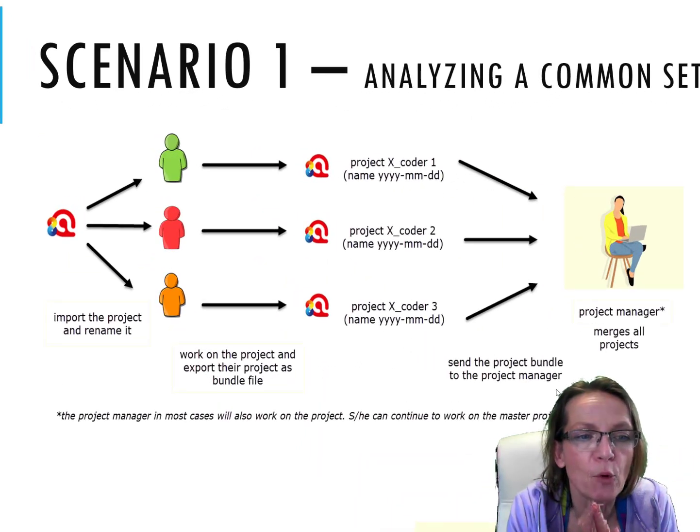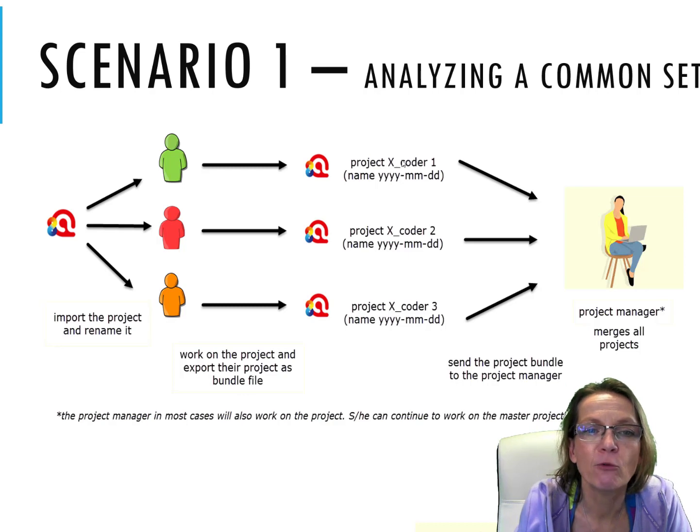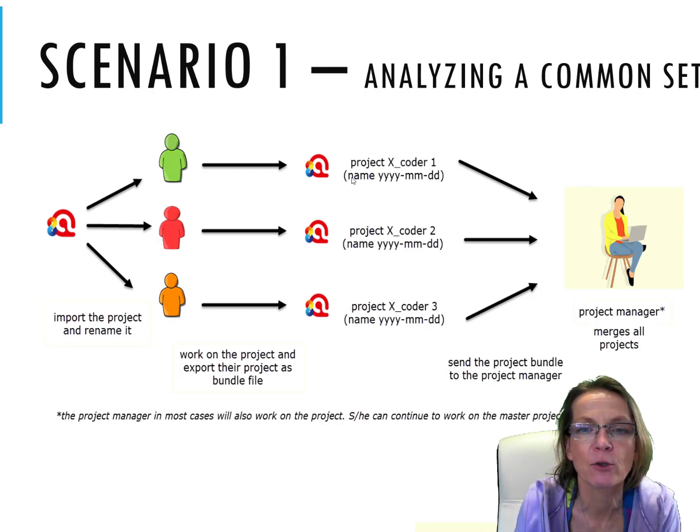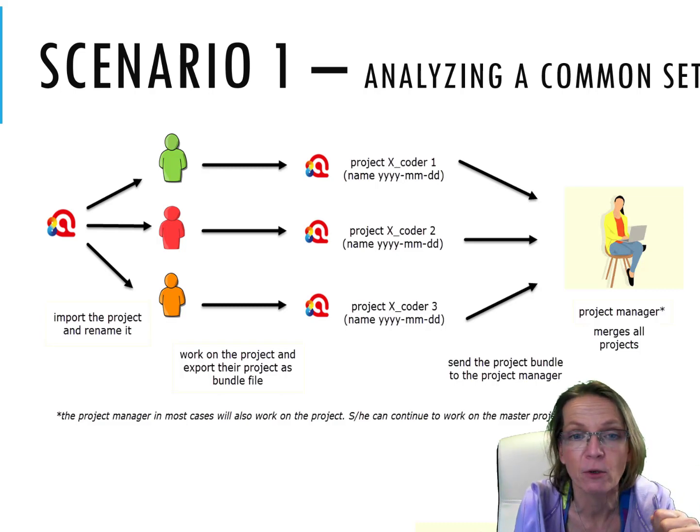So all team members import the project and rename it. We already talked about that. So they do their work and export the project again. And as they have renamed their project, now we have Project X, Coder 1, Coder 2, Coder 3. So that's the project name. And then automatically Atlas adds the name of the user and the date. So then the project manager knows where the projects are coming from and when they were created, basically, not sent.